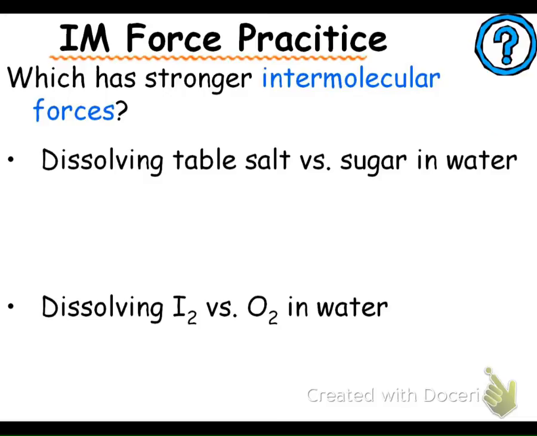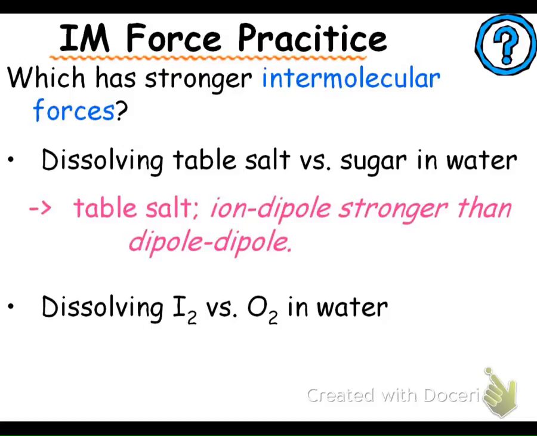Alright, lastly, let's look at the strength of intermolecular forces. So table salt versus sugar in water. Because I know that table salt in water is an ion-dipole from our example, and I know that sugar in water is a dipole-dipole, I know that the ion-dipole is going to be stronger than the dipole-dipole because my ion-dipole intermolecular force is much stronger.